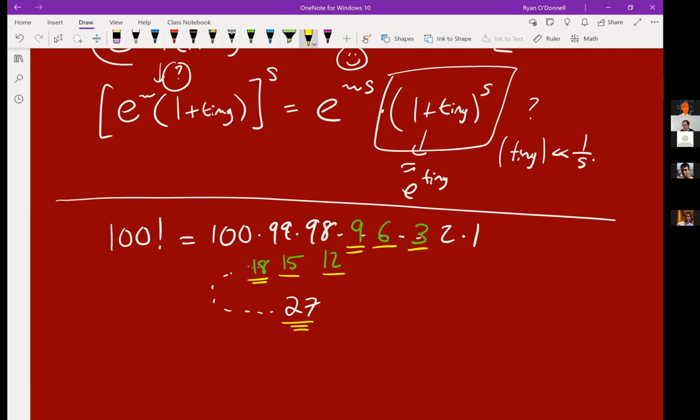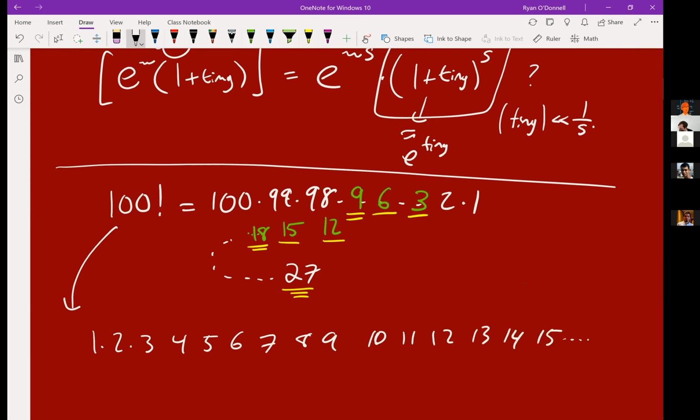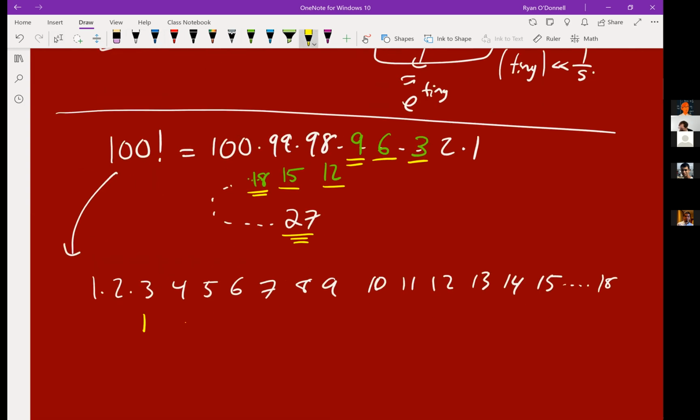The annoying way to count this would be, oh, why did I write it backwards? I should have written it from left to right. Let me do that. 100 factorial is 1 times 2 times 3, 4, 5, 6, 7, 8. Should have got to 18. Anyway, the annoying way to count it is 1 plus 1 plus 2 plus 1 plus 1 plus 2 plus, and then eventually you get a 3 from the 27. That's the annoying way to count it.